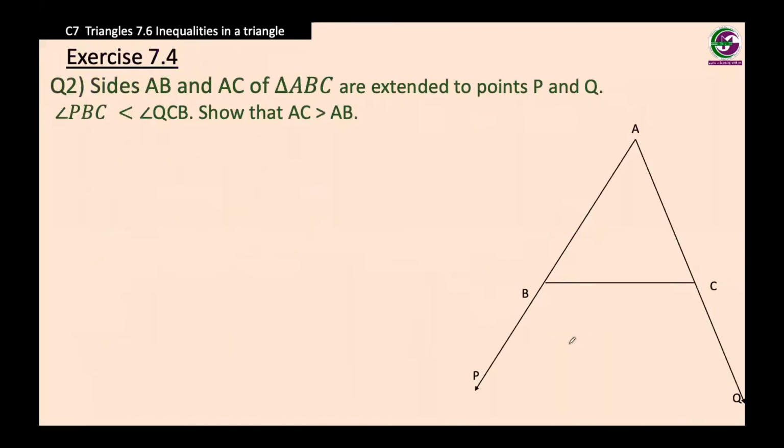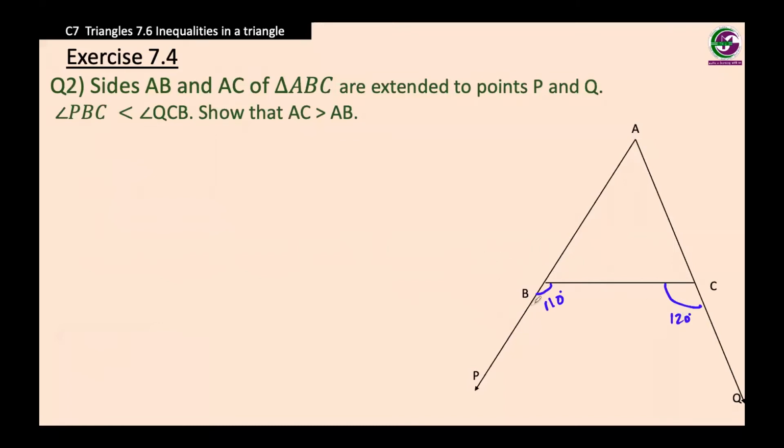Let's see the next question. Sides AB and AC of triangle ABC are extended to P and Q. Angle PBC is less than angle QBC. PBC is less and QBC is more. Let us take this as 110, so this will be 120, just as an example to understand better.